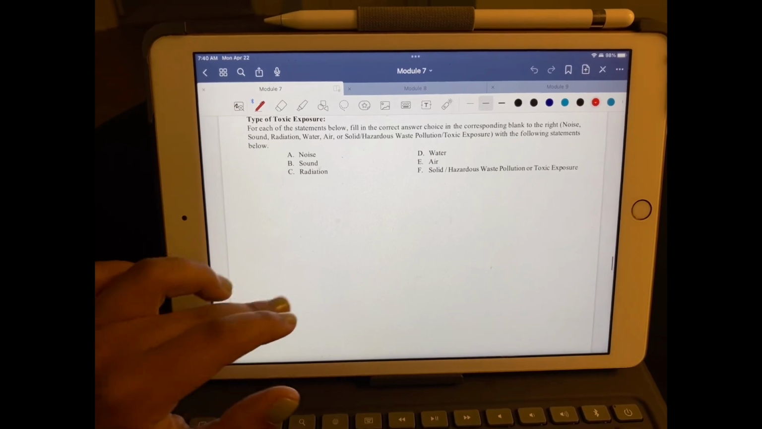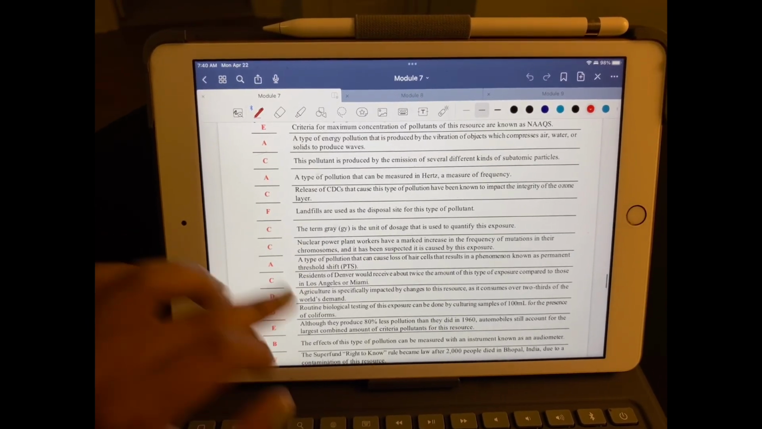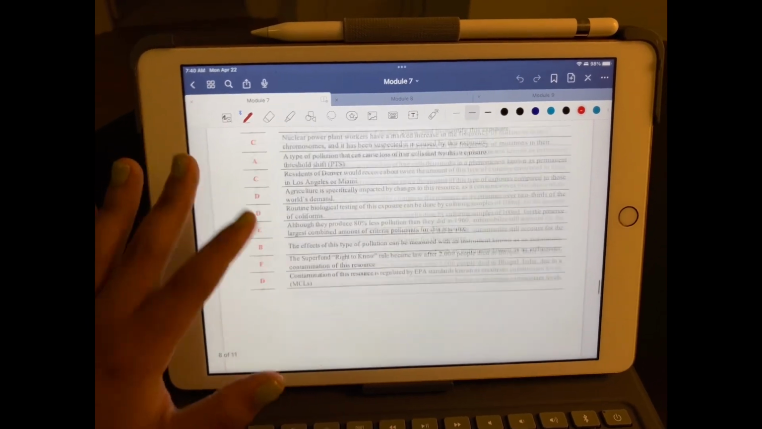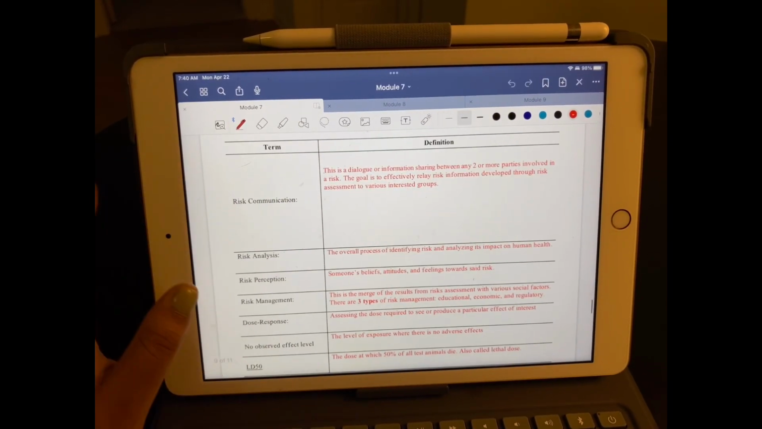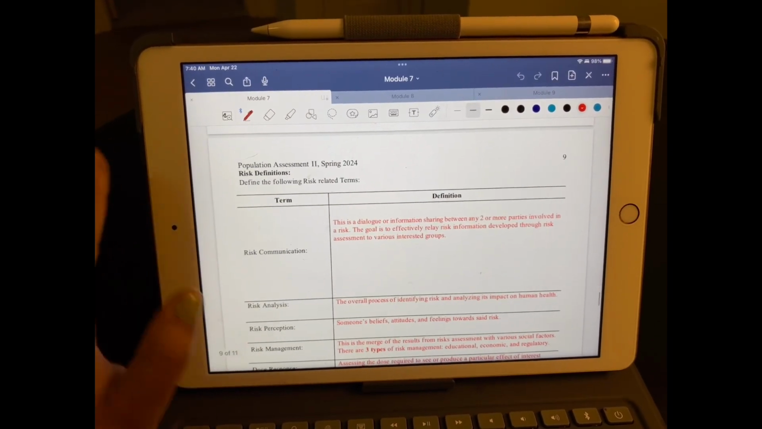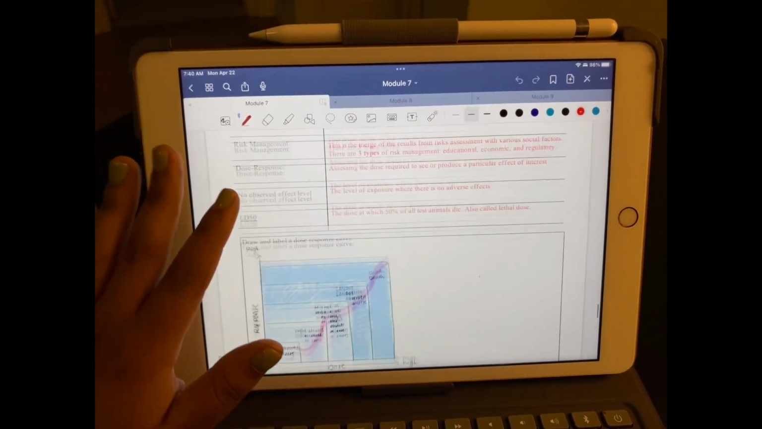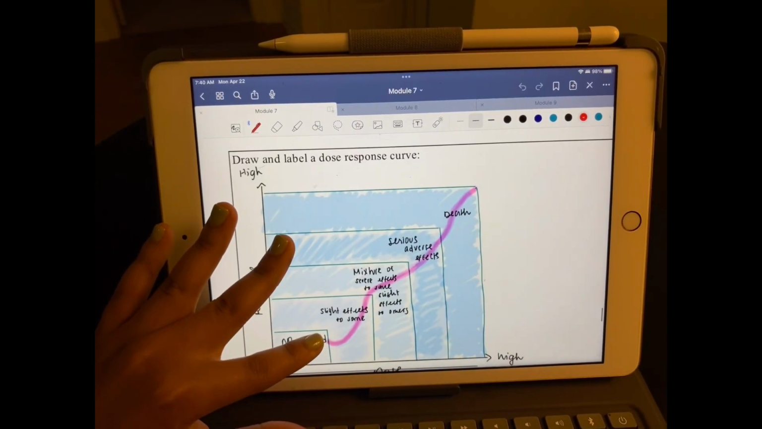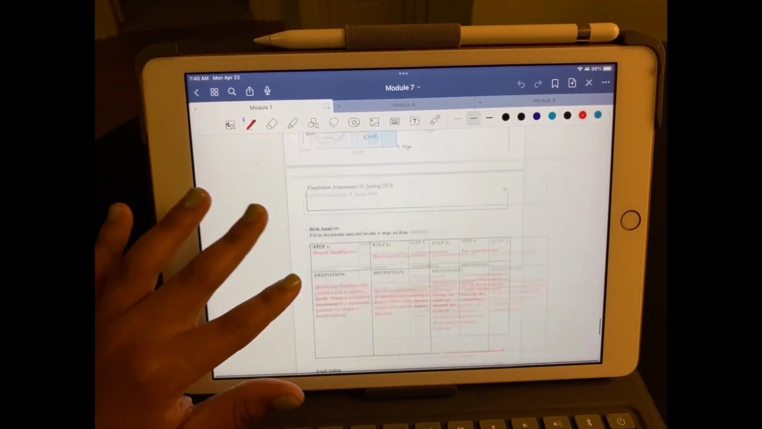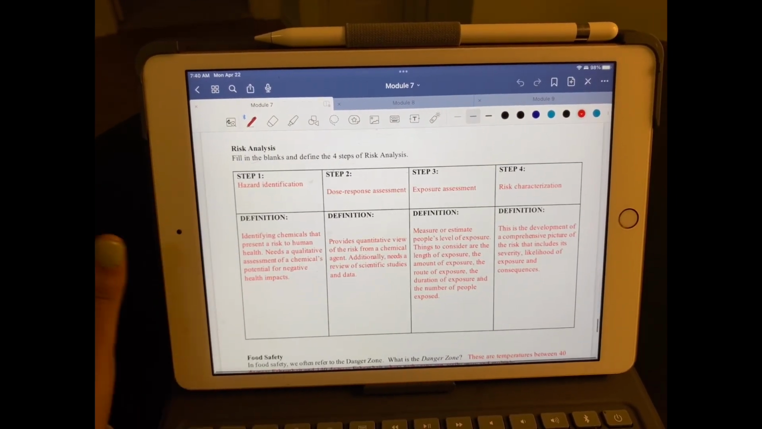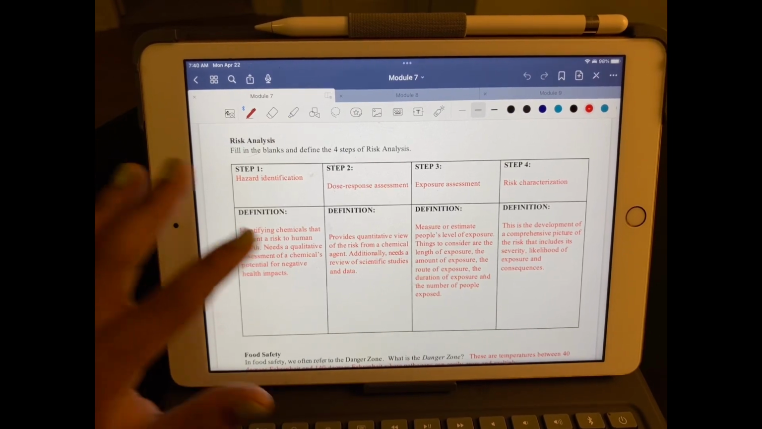Then we have some types of exposures. We have a little match to the definition type of situation here. And then we also have the definitions for types of risks. So risk definitions like risk communication, what is risk analysis. We have the dose response curve, and there we go. And then we have the steps for risk analysis and what they are, what they mean.